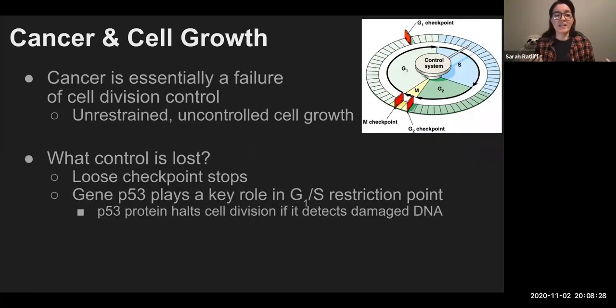Now, cancer, on the other hand, is a cell division where there's no controlled growth. It's just like, boom, crazy cell division happening. And why would that control be lost? Most commonly, it's those loose checkpoint stops. Our checkpoints are getting blown through. Things are not stopping. They don't care. They're like, I don't care if I'm not doing my DNA replication all right. I don't care that those spindle fibers are not attached. I'm just going to keep going. It's this uncontrolled, unrestrained cell growth.